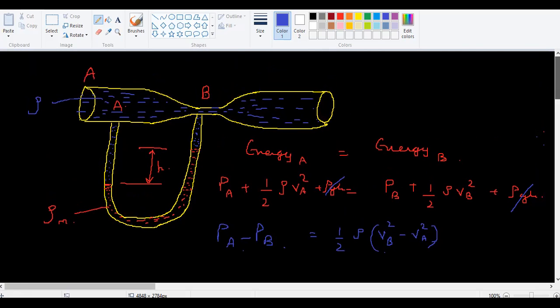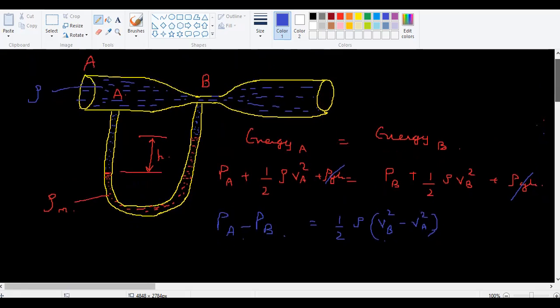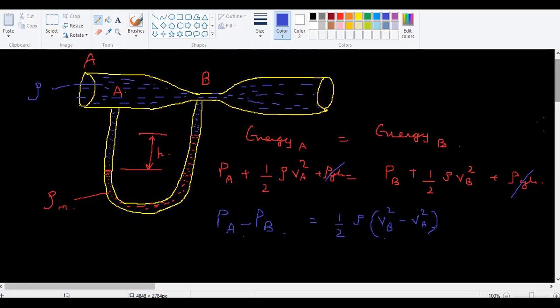So you know that there is something called the equation of continuity, right? Does anybody remember what the equation of continuity is? AV is equal to constant. Say that again. AV is equal to constant. Very good.